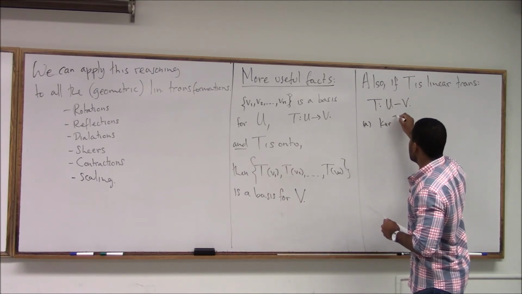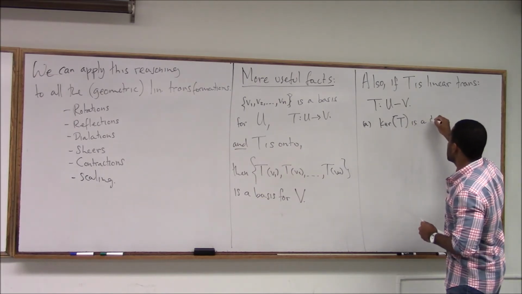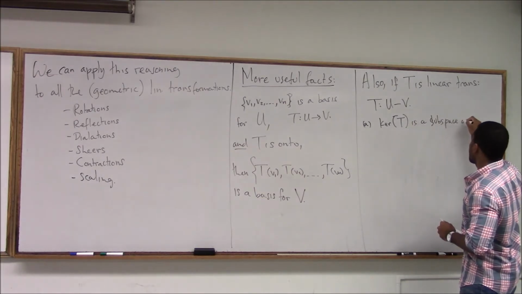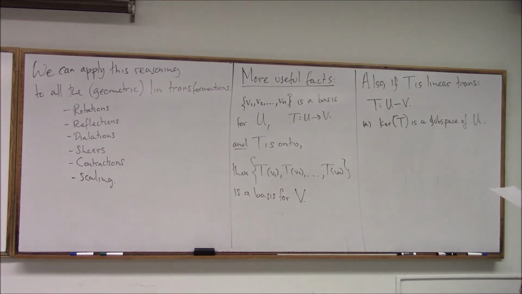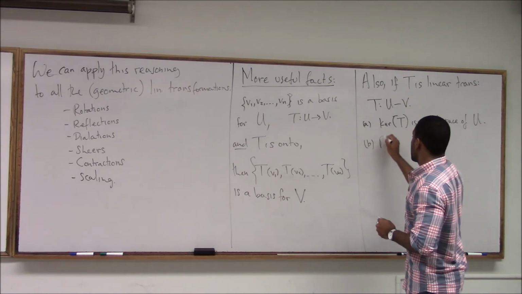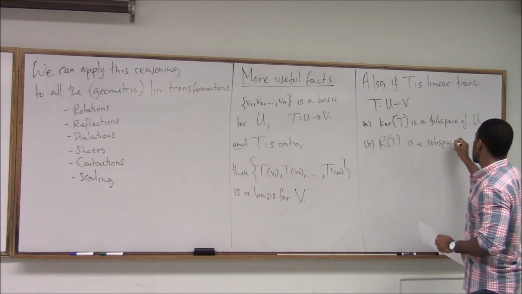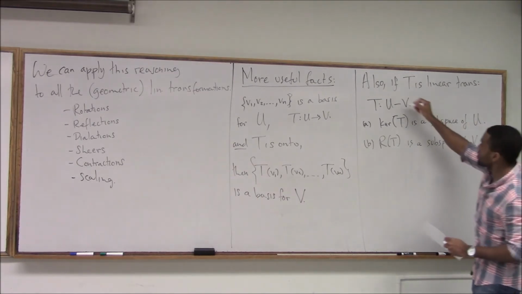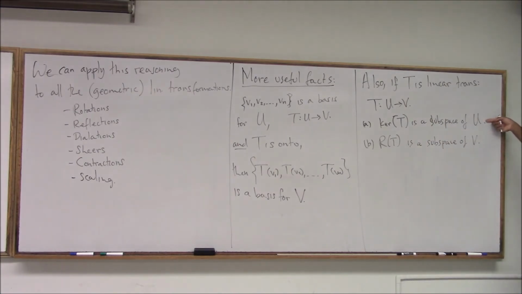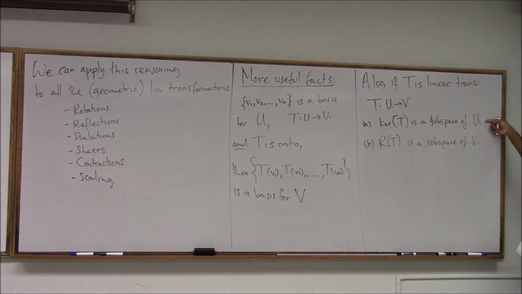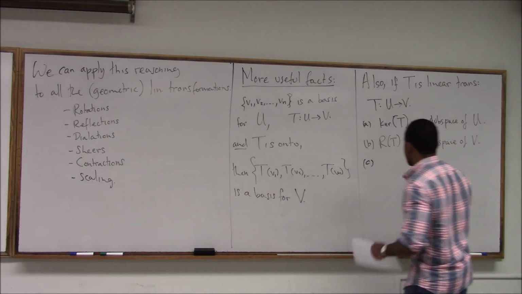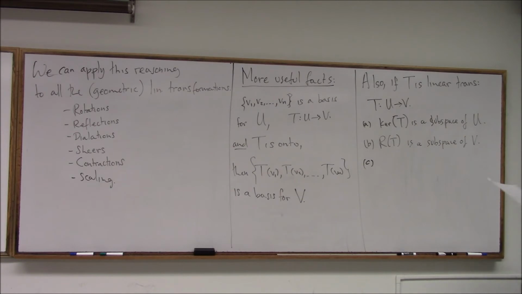A. The kernel of T is a subspace of U. B. The range of T is a subspace of V. For example, part A is really just saying the solution to a homogeneous system is a subspace of the set of domains, which we kind of knew from matrices, but I'm just restating it in terms of linear transformations. All of these have a matrix background to them.